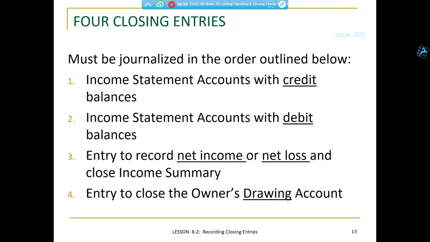So we're going to close those out in that order. We're going to close out our sales, then we're going to close out our expenses, and then we're going to close out or record whether we have a net income or a net loss. So we're going to close out the income summary account, and then we're going to close out our drawing account. So the order goes sales, expenses, income summary, drawing. That's the order.